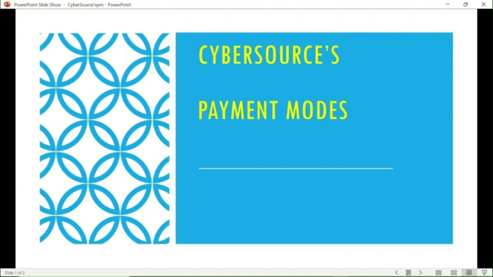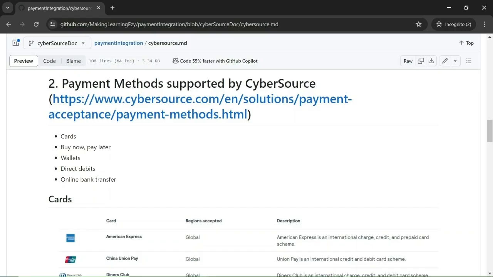First, what is the payment mode? Payment mode is the option by which a customer can pay the merchant. Examples of payment modes are card, bank transfer, wallet. Here I have listed all the payment modes supported by CyberSource. You can see here cards, buy now pay later, also called BNPL, wallets, direct debits and online bank transfer. Let's see these one by one.